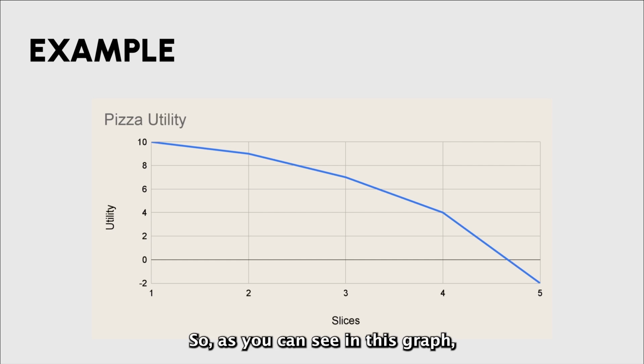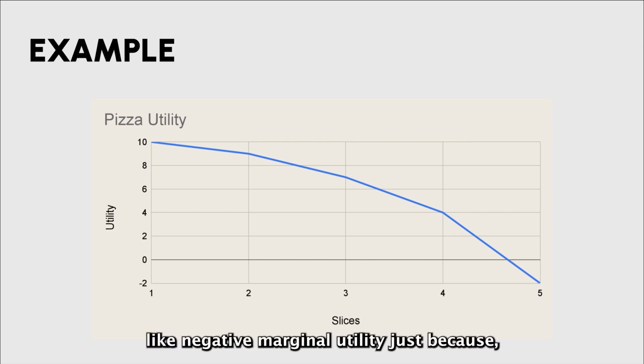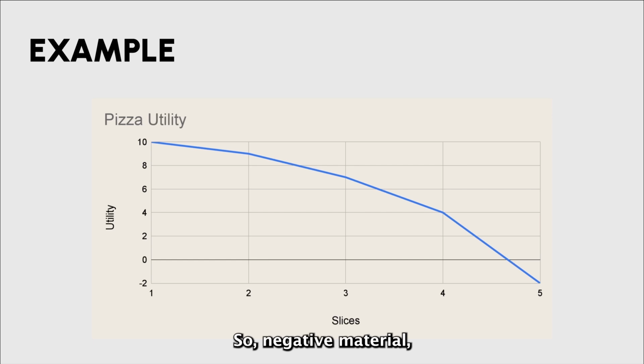So as you can see in this graph, we start with like 10 utils of enjoyment after eating that first slice, and then gradually it begins to decrease the amount of enjoyment or satisfaction, the utils, we get as we eat two, then three, then four and five slices. So by the end of it, we're actually getting some negative marginal utility just because we are full and don't want any more pizza because our hunger is not existing anymore. So negative marginal utility can decrease as total utility is high.